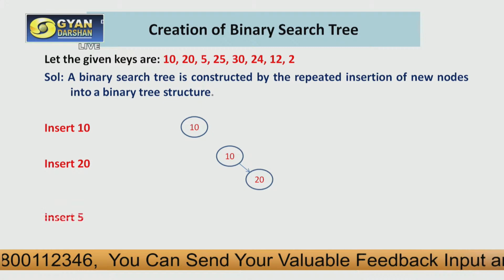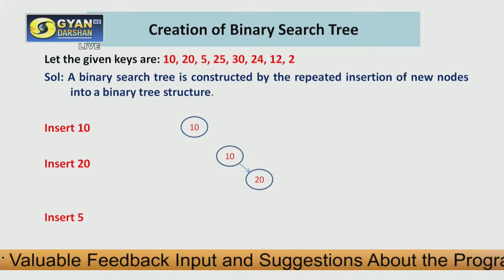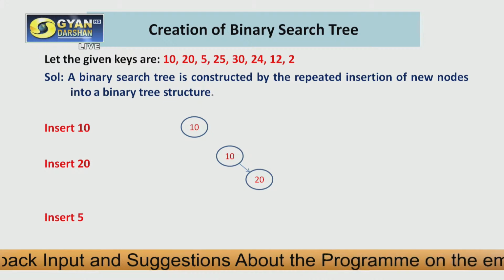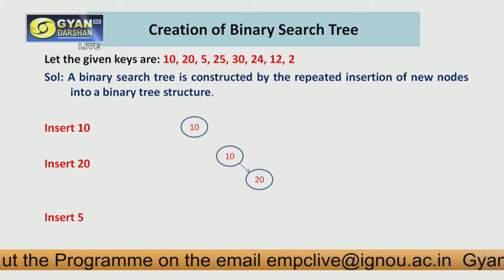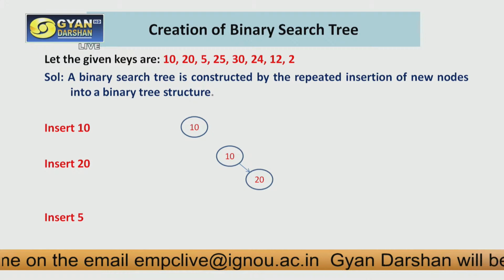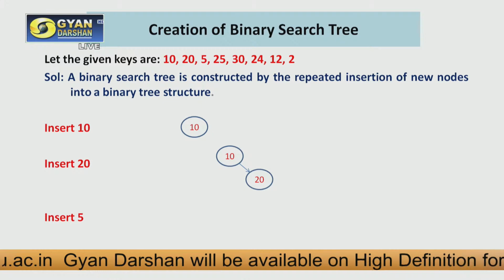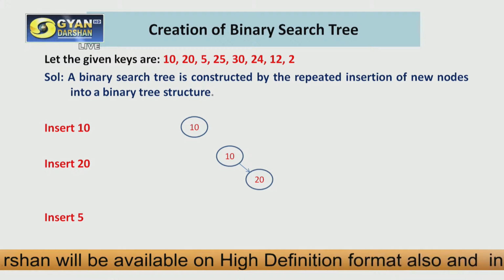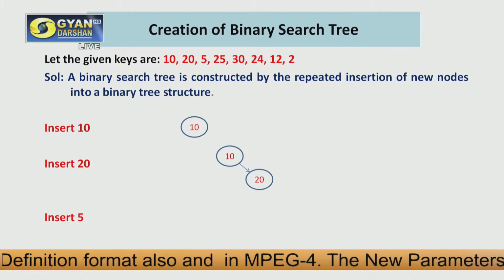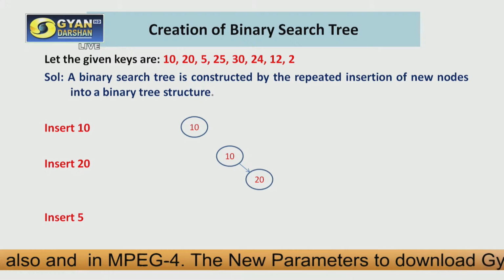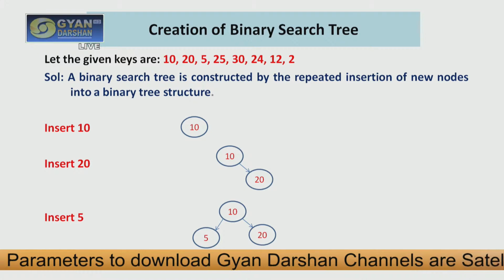Now next is key 5. So we have to again compare this 5 with the root, that is 10, and we know that 5 is less than 10. As per BST, the smaller keys should be in the left subtree of the existing BST. So 5 is smaller than 10, and it will be the left child of 10. After this insertion the BST will be like this.